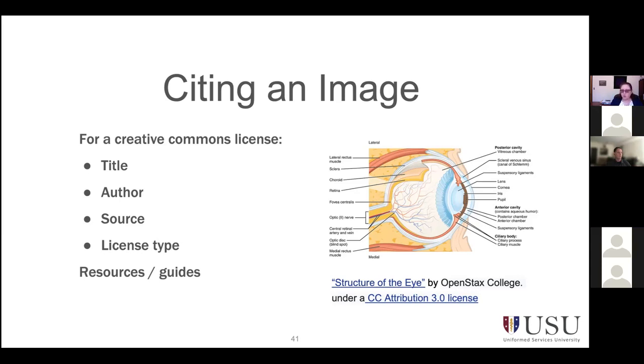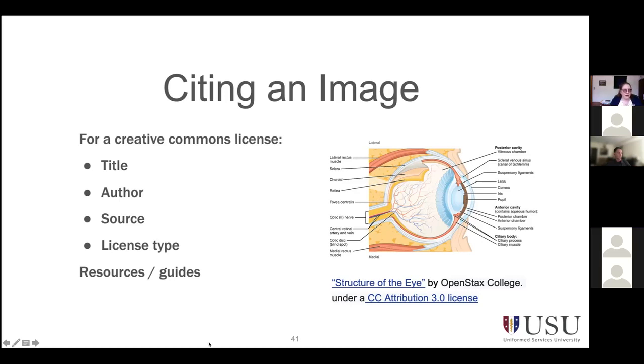It says who the creator is, OpenStax College, and unfortunately the hyperlink didn't transfer over, but when you click on it, it will take you to OpenStax's homepage. And then it says Creative Commons Attribution 3.0 license.